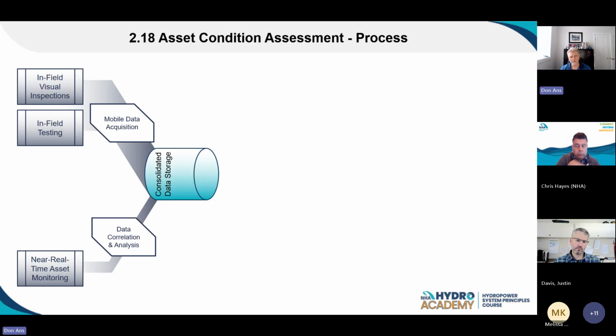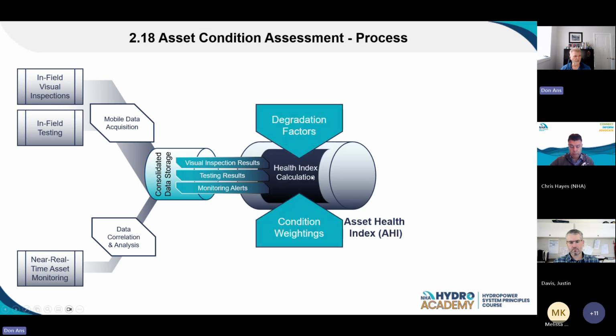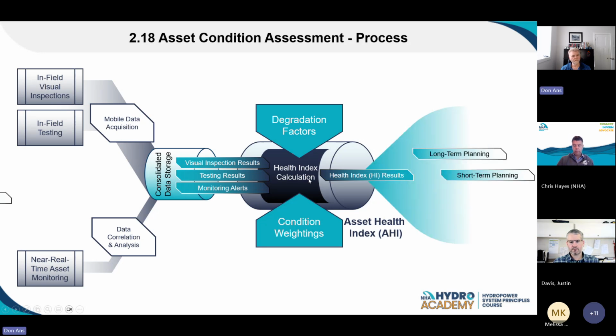Somehow that has to be brought together into some form of consolidated data storage, because until you can get the data together, nobody can actually look at it. All three of those things have to be available together. Somebody will calculate the asset health index, applying the degradation factors and the condition weightings. You get your health index results. And from that, you end up with something that is used for long-term planning, short-term planning, or maintenance planning.